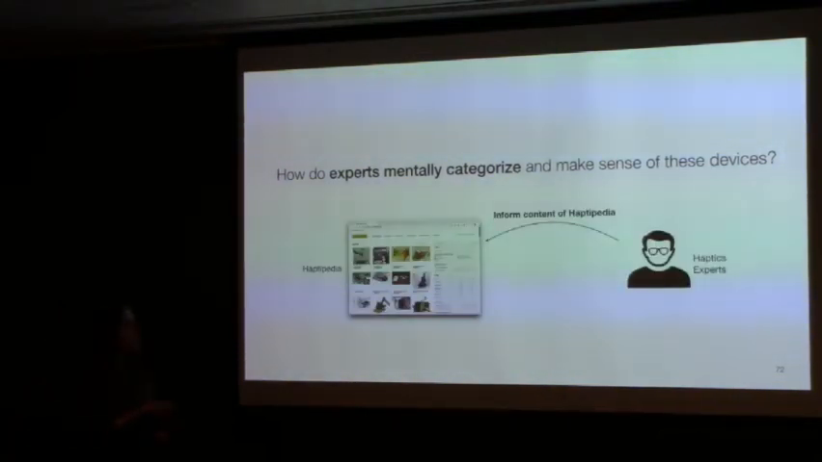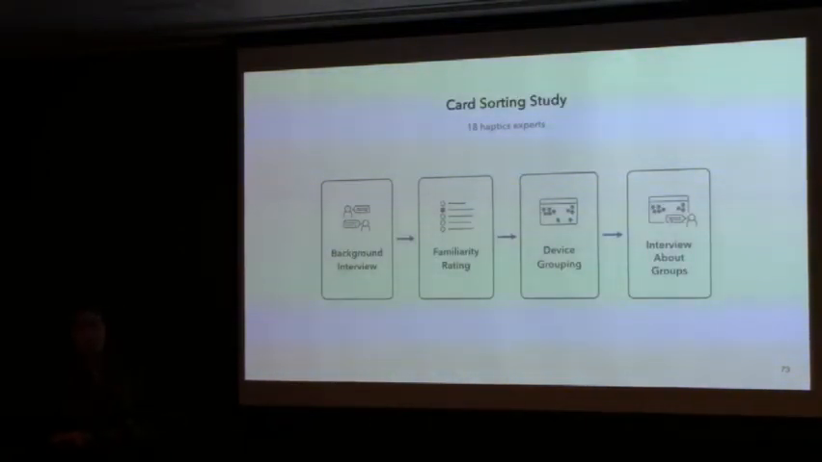So previously, we had created Haptipedia based on the haptic expert literature and input from the experts. But in this project, we used Haptipedia to better understand the mental model of experts and then feed that back again into Haptipedia. So we ran a user study with 18 experts. So in the study, we had some background interview. They also rated their familiarity with these devices. But the most important part was a grouping task, where experts group devices according to their similarity.